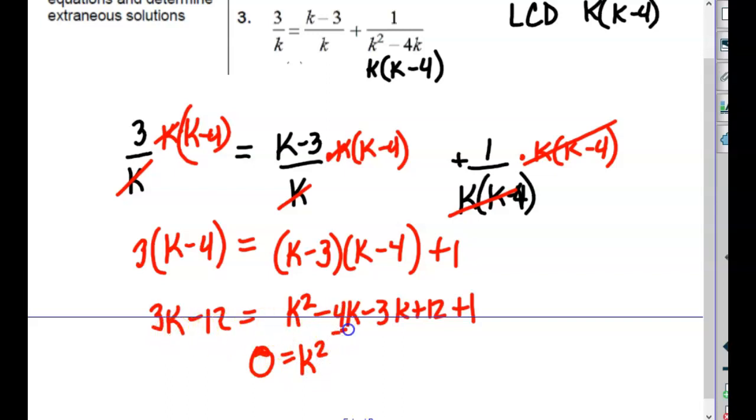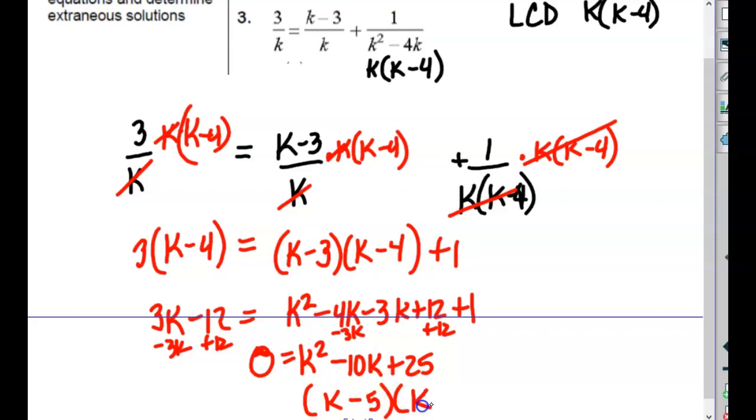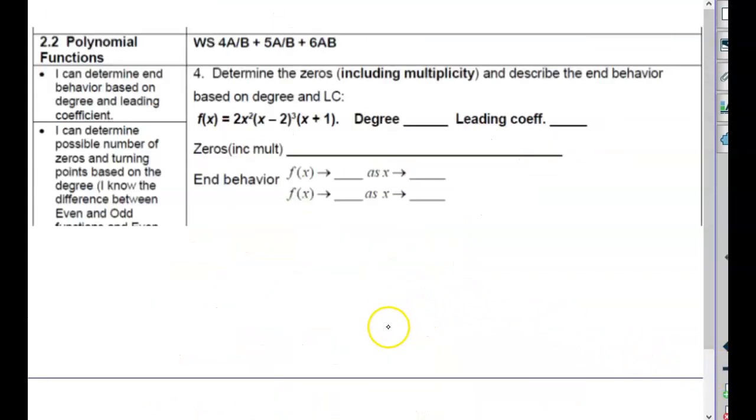If I subtract this 3k from the other side over here and add the 12, I get negative 10k, I think, plus 25, which actually factors k minus 5 and k minus 5. Yep, absolutely. So k would be 5, and that is okay. The only thing we can't have is a 0 or a 4 for the denominator. I don't know why my tablet's being wonky today. All right, so that covers that section.